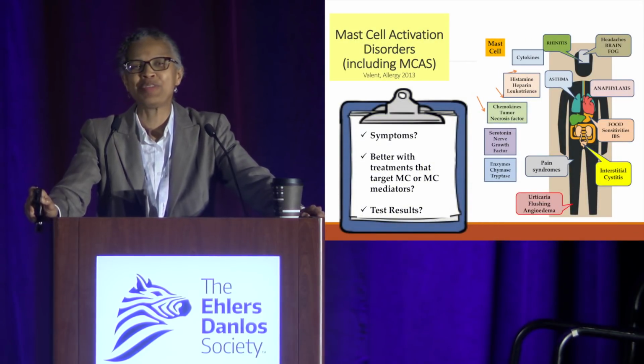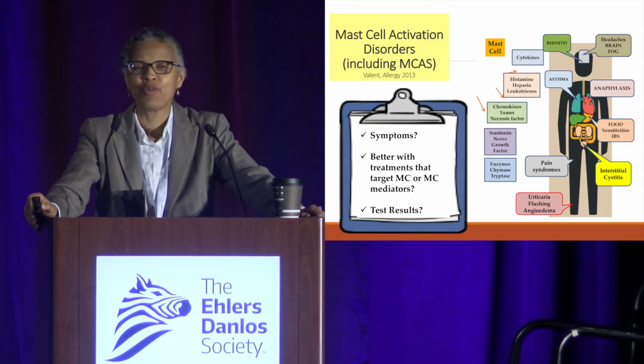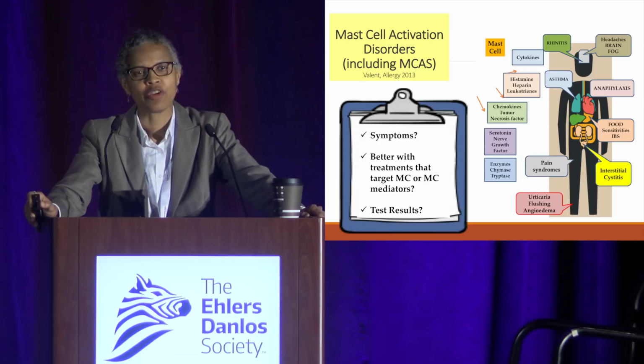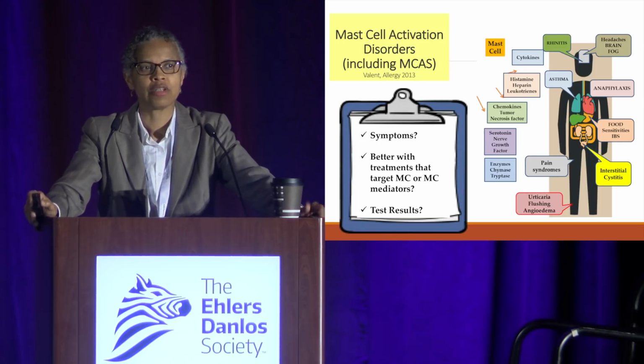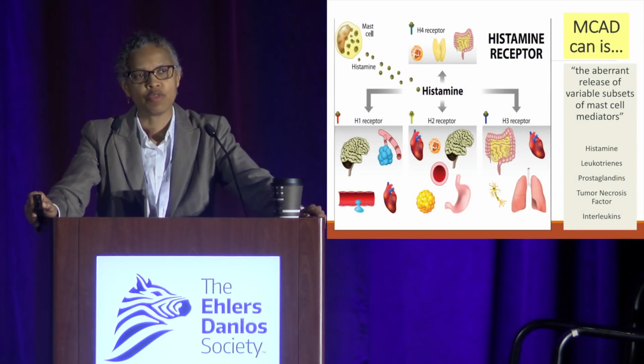So what symptoms do you have that are worrisome that your mast cells are misbehaving? How well do you respond to medications that target mast cells? That includes Claritin, Allegra, Benadryl, Zantac, Pepcid. And then what test results do you have to support that your mast cells are overactive? Everybody has a tendency to focus on histamine.